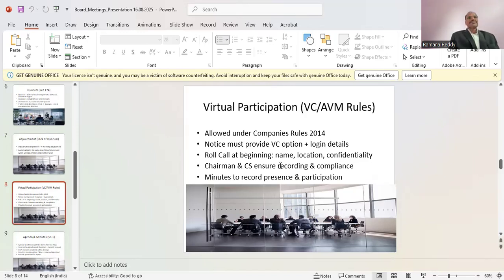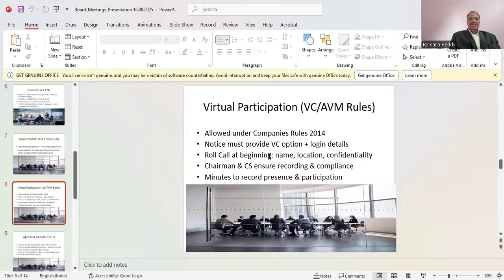Before the meeting, the notice must inform directors of the option to join via VC and provide necessary details. Directors should give prior intimation to enable all the arrangements. And at the start of the meeting, there is a roll call.